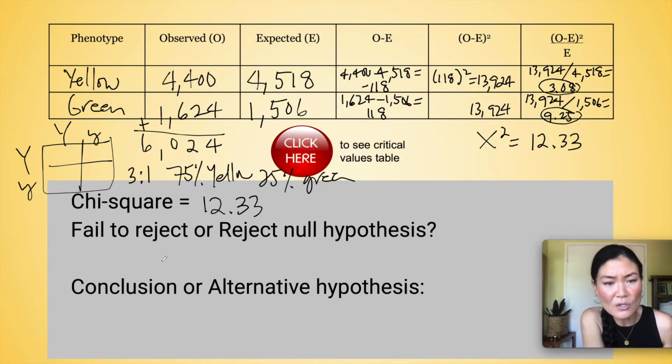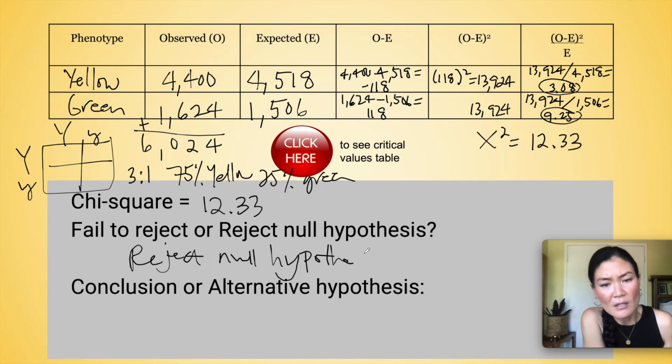So we are going to reject the null hypothesis. So what does this mean? You may not be asked to come to a conclusion or to offer up an alternative hypothesis on the AP exam, but you may be asked to do that. So let's go ahead and do that.